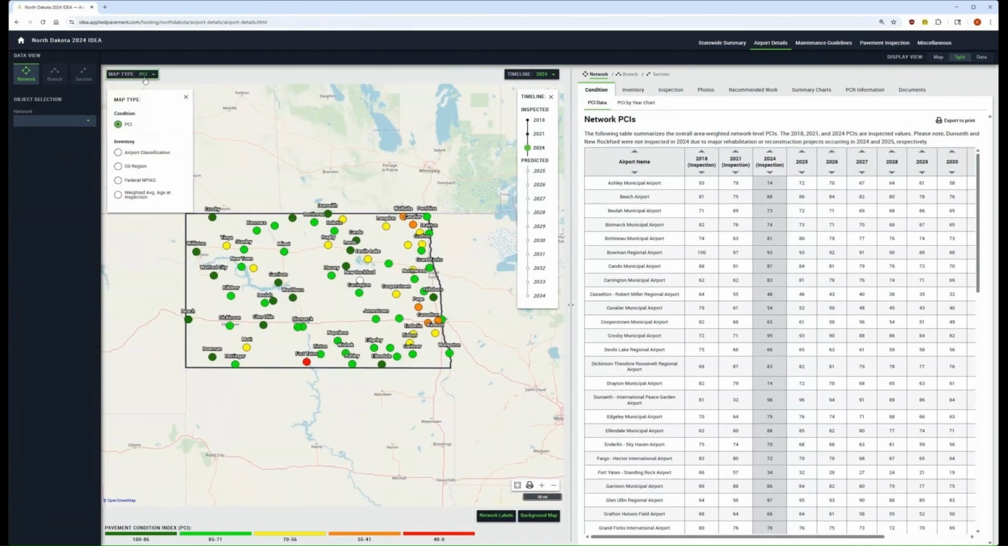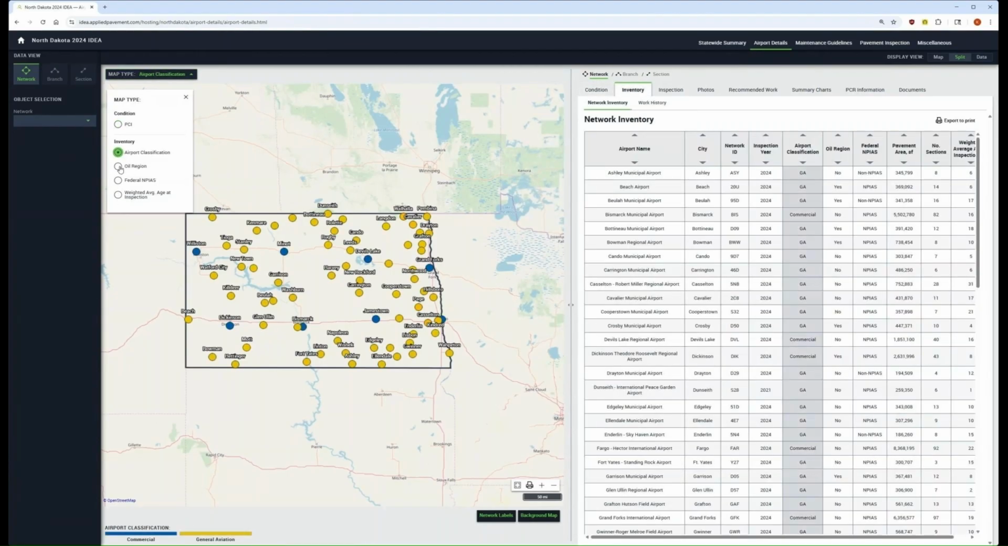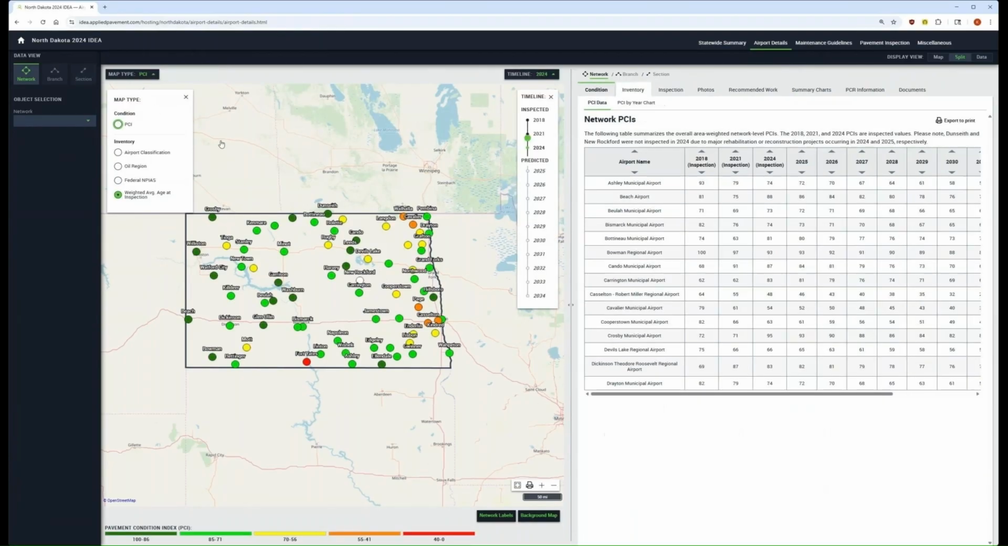The map type in the upper left-hand corner is defaulted to the current PCI or condition, but there are other map types available here, such as airport classification, oil region, oil producing counties, whether it's part of the NPIAS or not, and the age of the pavements at the individual airports.